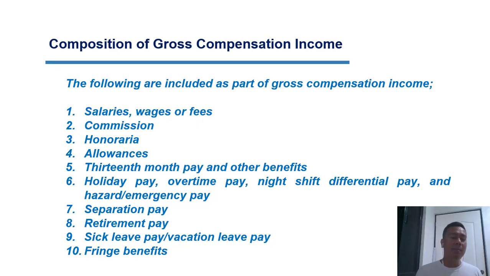Doon naman sa mga rank and file, binigyan mo ng allowance para sa board and lodging. Binigyan mo ng magagamit as a means of transportation. So, subject naman yun sa normal income tax natin. That is basically the range of 20 to 35%. Okay, so those are the composition of our gross compensation income.